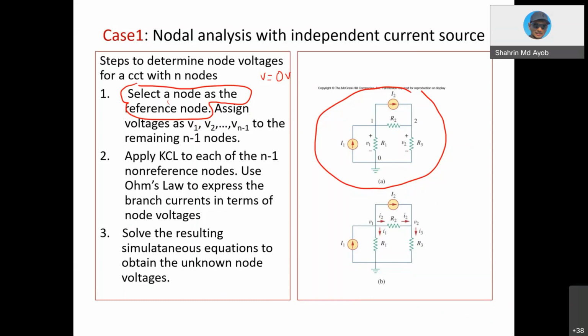But sometimes it's not easy to determine which node. Okay, but usually for your syllabus, what we do is just select the bottom-most node as your reference node. Okay, so for this circuit, your bottom node here is set as a reference node, which is 0 voltage.